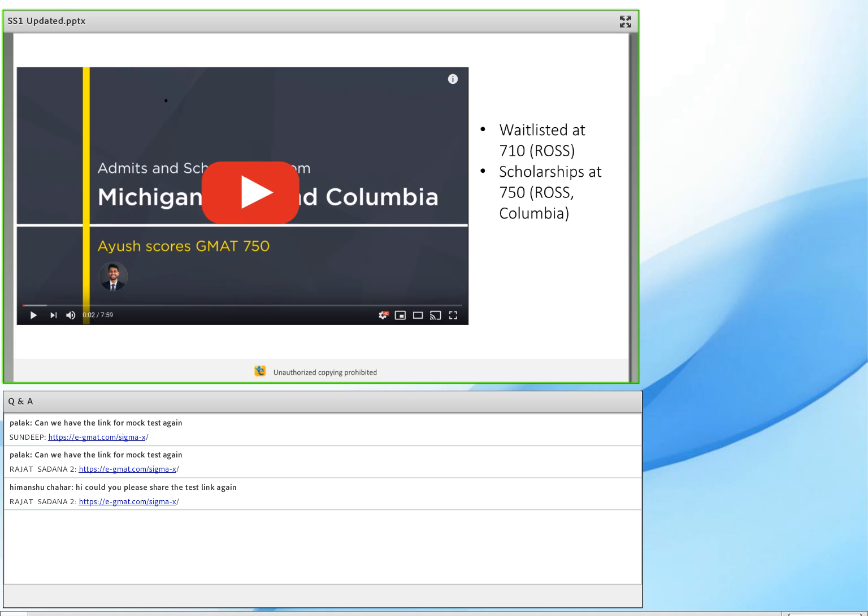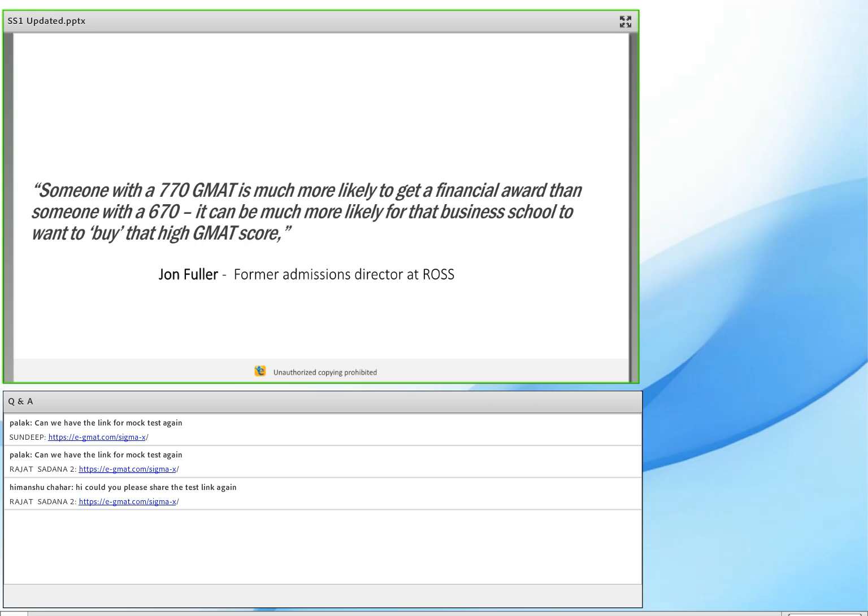Now, what he did was then he prepared for the GMAT again. He improved that score from 710 to 750. He did not even apply again. He just updated that GMAT score, and not only was his waitlist converted to an admit, both Ross and Columbia even offered him a significant amount of scholarship money. So when you think about this, 710 waitlisted, no admit, 750, same application cycle, did not even have to apply again, scholarship, as well as an admit.